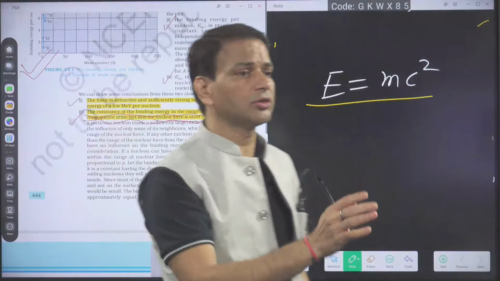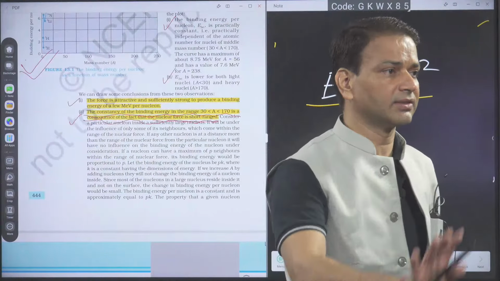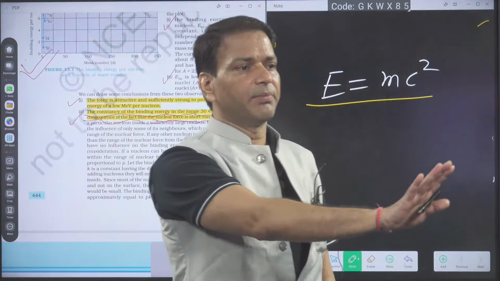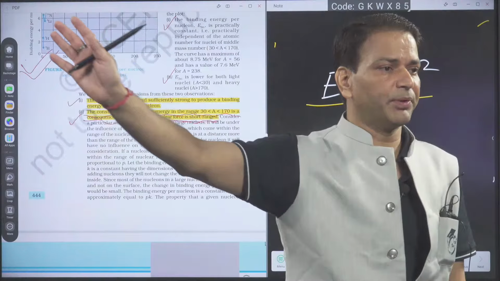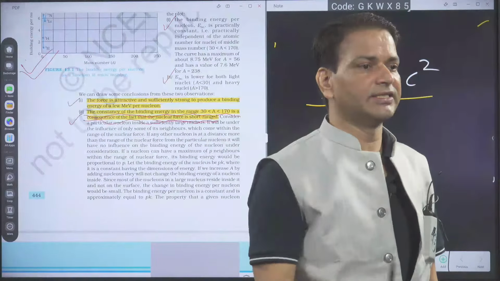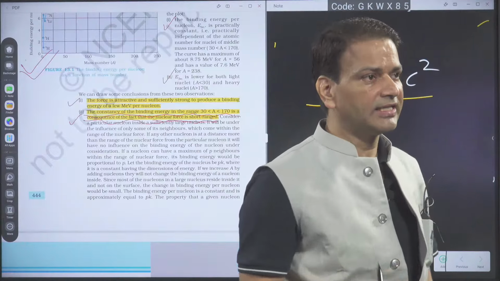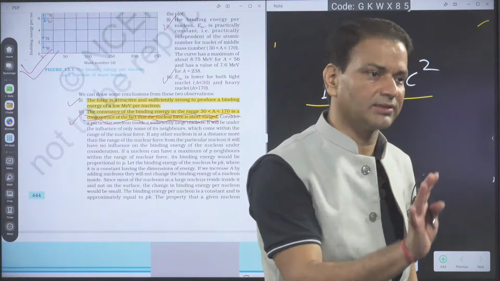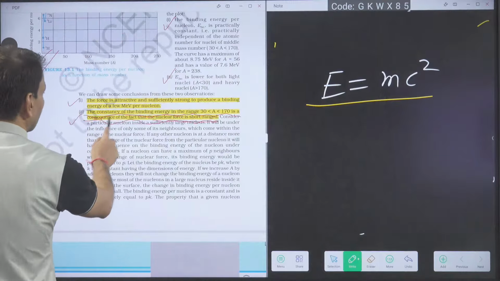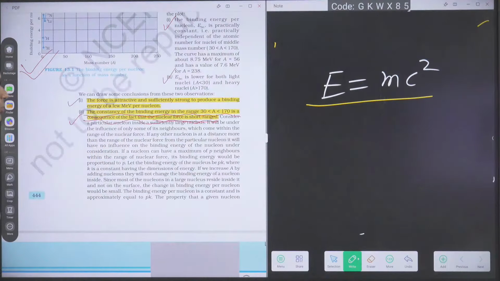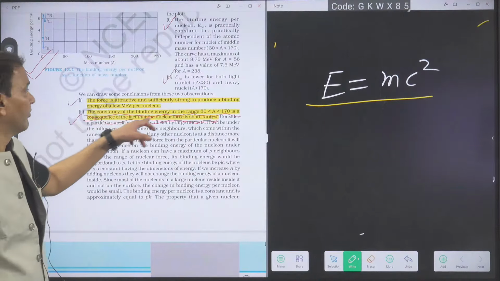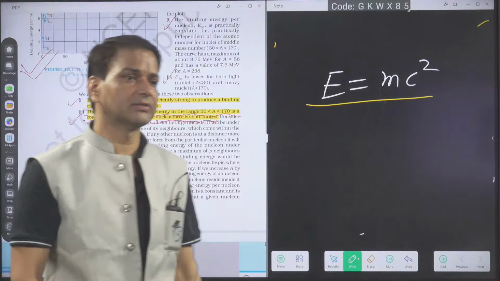In JEE Main 2023, they asked exactly the same question. In the mass number range 30 to 170, binding energy per nucleon is almost constant. The reason they gave: nuclear force is a short range force. So is the reason the correct explanation? Yes. So remember this line: binding energy per nucleon in 30 to 170 is almost constant because nuclear force is a short range force.